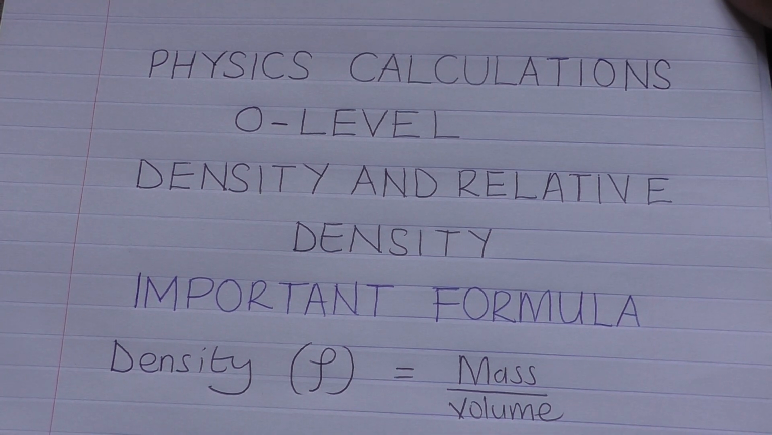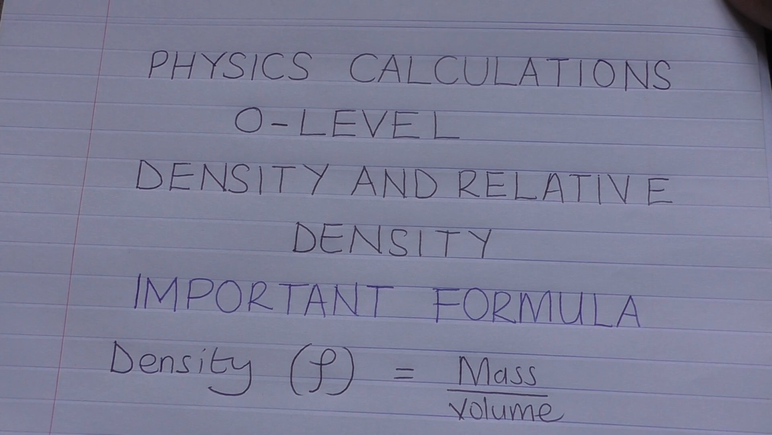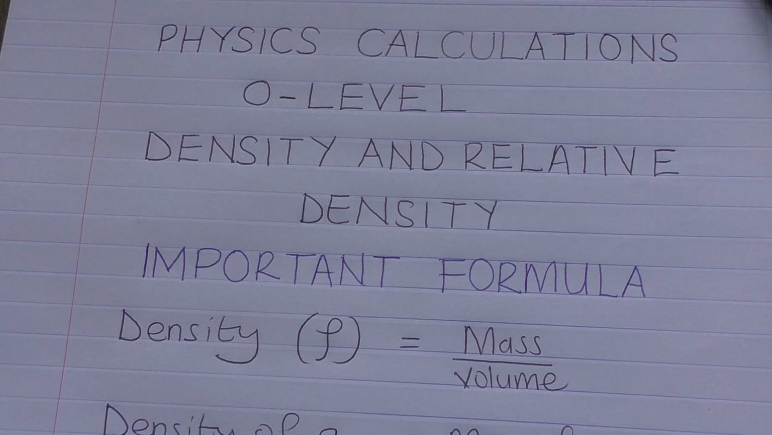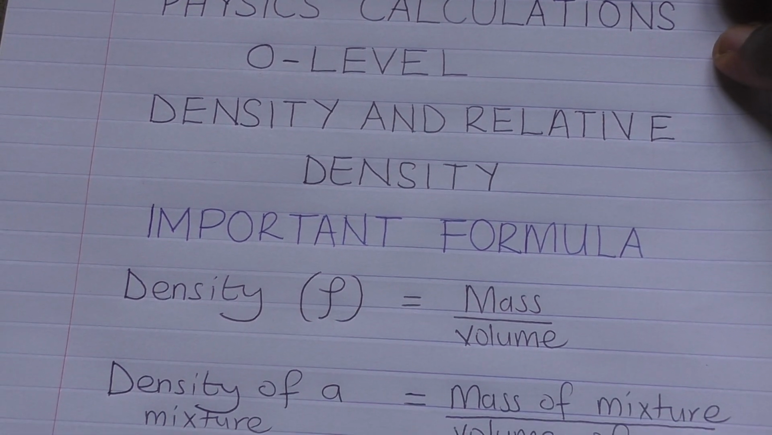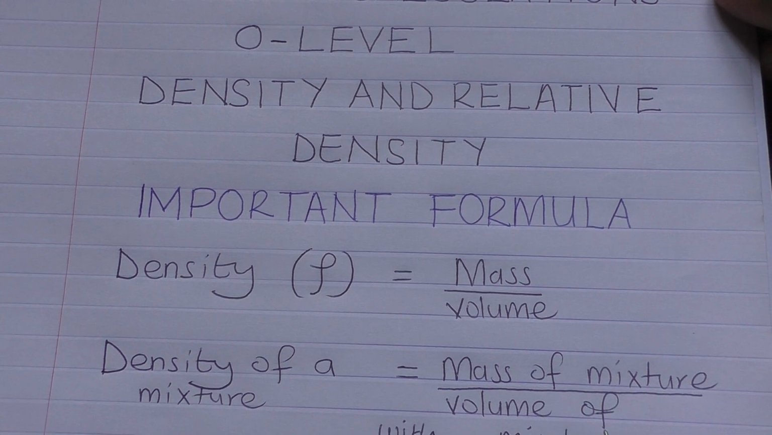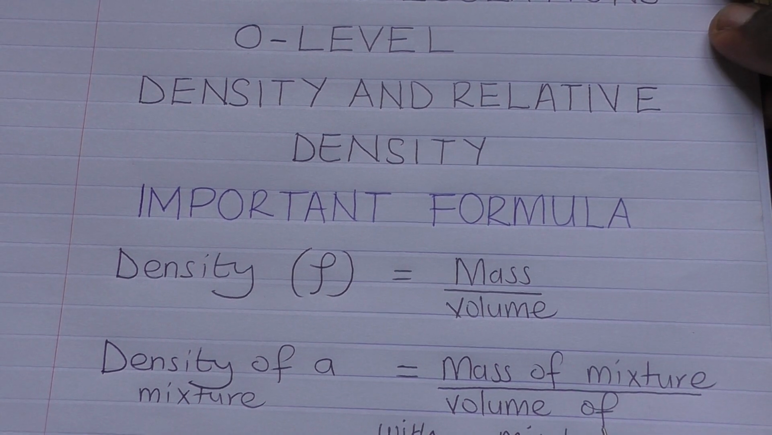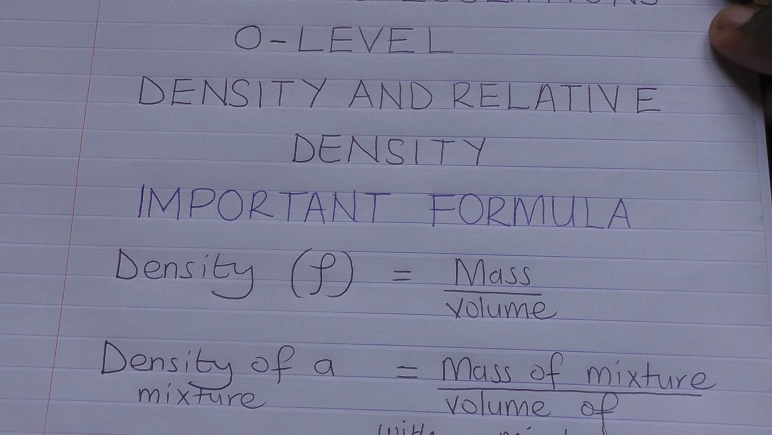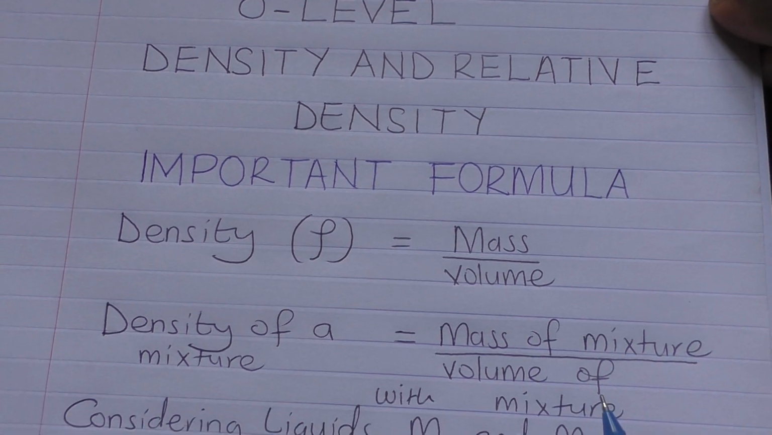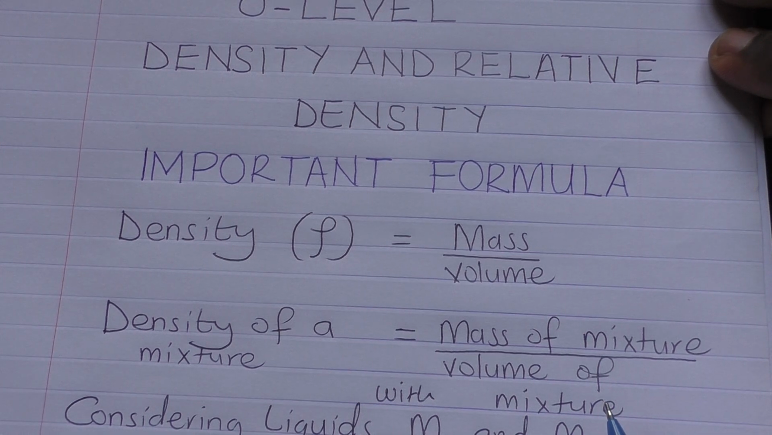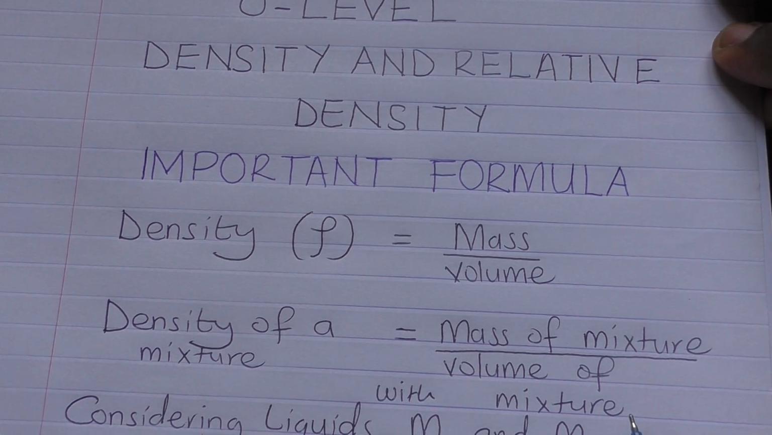Density, from its definition, is the mass per unit volume. Therefore, the formula for density is given as mass over volume. However, we also have density of a mixture. It can be liquid mixtures or solid mixtures, which we can term as an alloy. How do we get the density of a mixture? This is our major concern in this lesson.